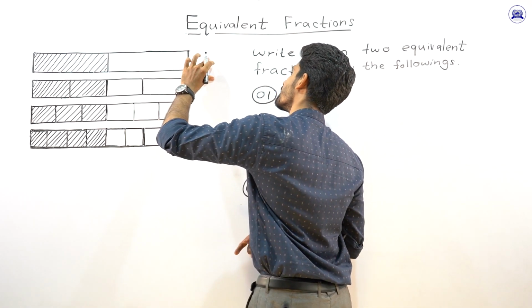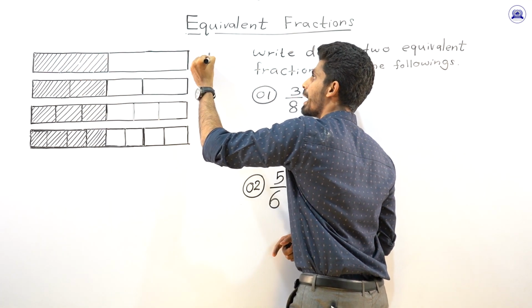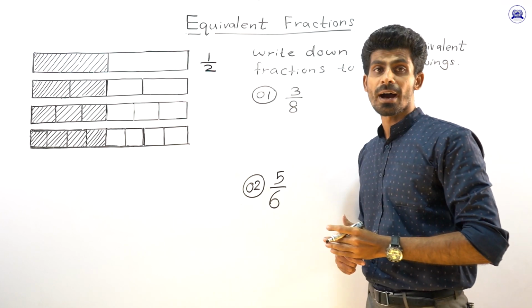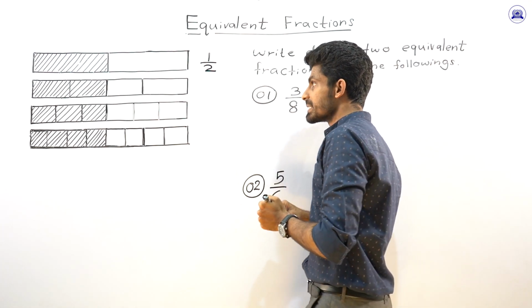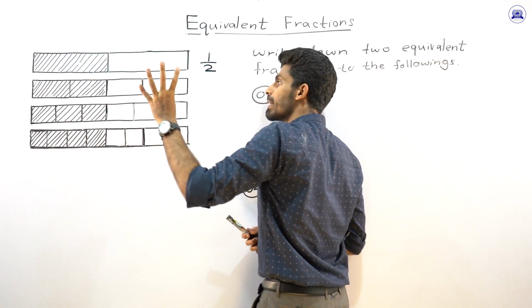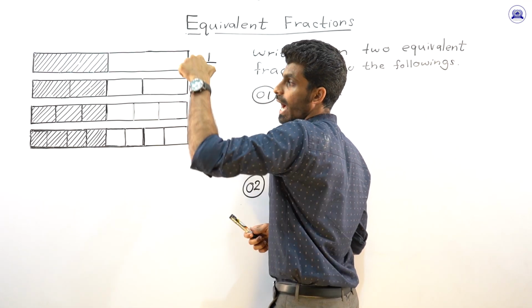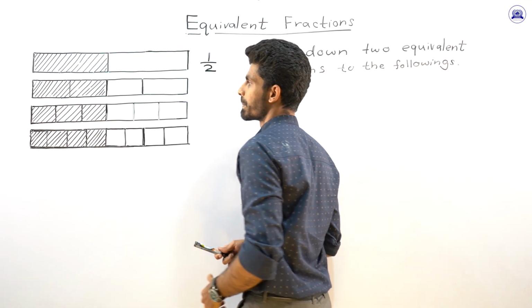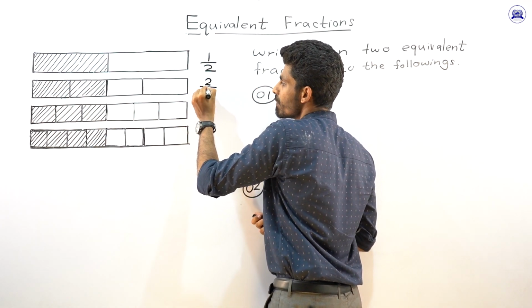So I can mention the fraction. How many portions are there? 1 and 2. So 1/2, or we can call that a half. Let's talk about the second figure. How many portions are there? 4 portions. Out of 4 portions, how many portions are colored? 2 portions. So I can write down the fraction as 2/4.